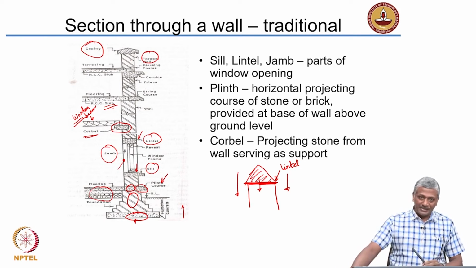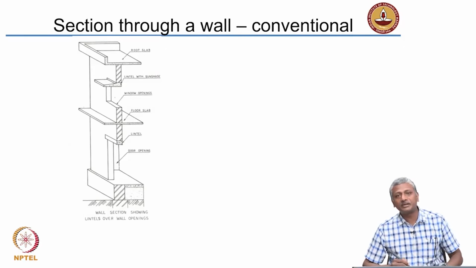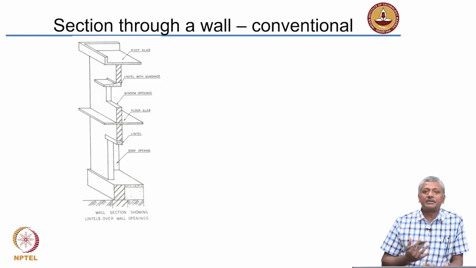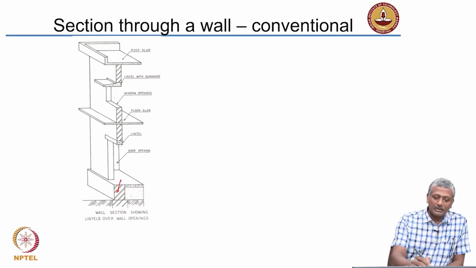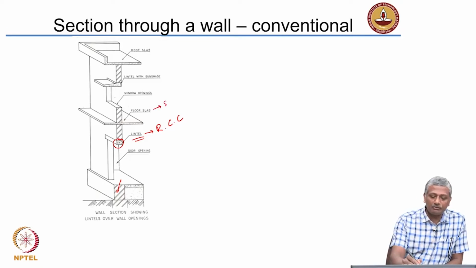In more recent construction, obviously you won't see such elaborate features. You'll probably see a very simple cross section of the wall. Nevertheless, it still combines different materials together. So in the foundation, obviously you have brick and concrete. Again, you have brick here. You have a door opening here. The top is a lintel, typically made with reinforced cement concrete, right? The floor slab is also made with reinforced cement concrete.